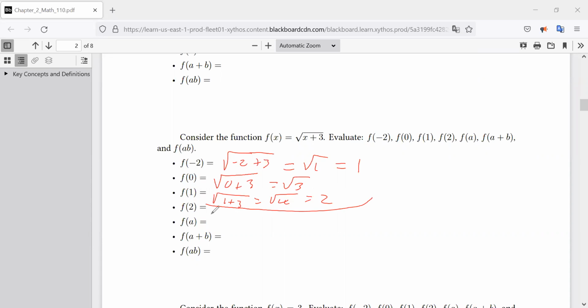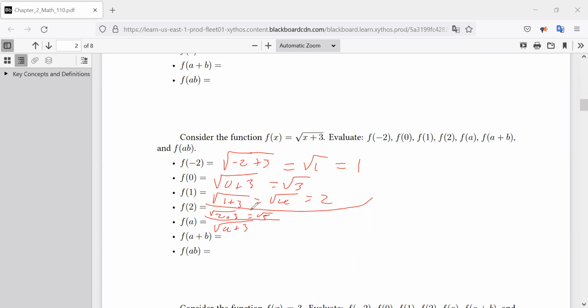f of 2 is going to be the square root of 2 plus 3, which is equal to the square root of 5. What's f of a? Would it be the square root of a plus 3? That's exactly what it is. We can't really do anything more with this. That's as good as we're getting it.